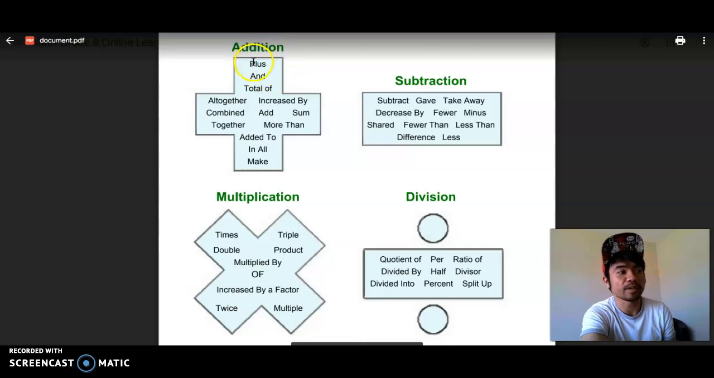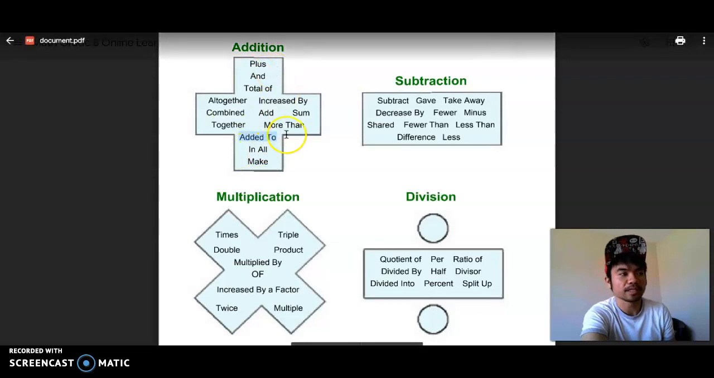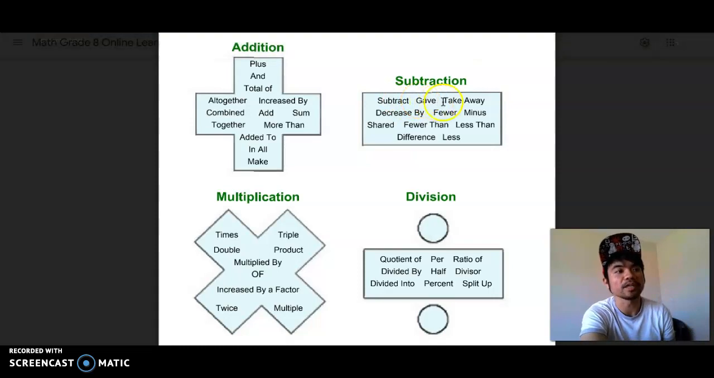So for adding: plus, and, total, altogether, increase, combine, add, sum. Sum is a very good one. Together, more than, added, in all, okay? Now subtraction: subtract, or you gave away money, right? Or you take away something. Or the temperature decreased by, let's see, the difference. Now this one is used quite a bit, difference, okay?